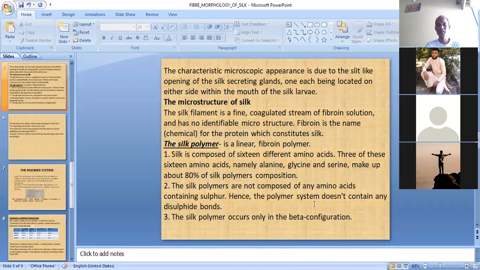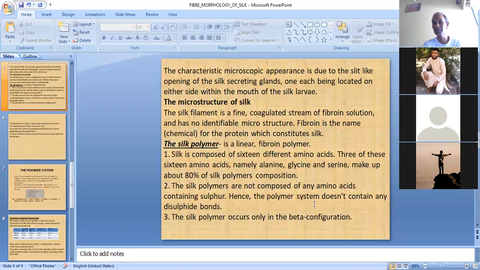This is all about the microscopic view of silk filament, different types of silk. So we have taken macrostructure, then microscopic view. Now we are taking microstructure of silk. The silk filament is a fine coagulated stream of fibroin solution. Coagulated means a solid state. When liquid converts into solid state, that is known as coagulation. The silk filament gets solidified when it comes out of the slit-like opening. So coagulated stream of fibroin solution.